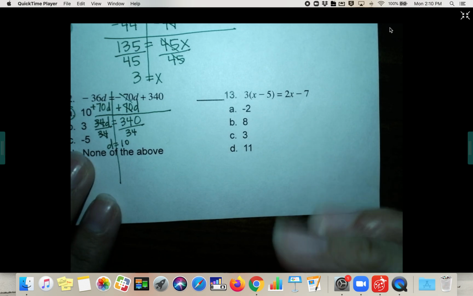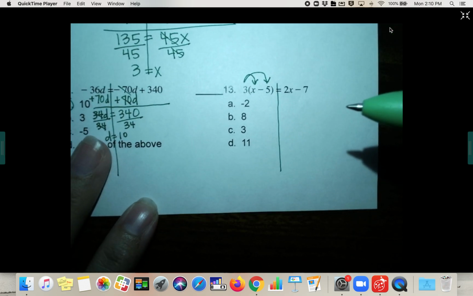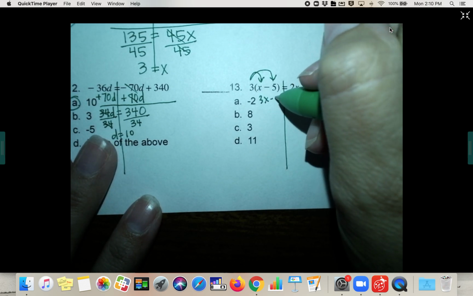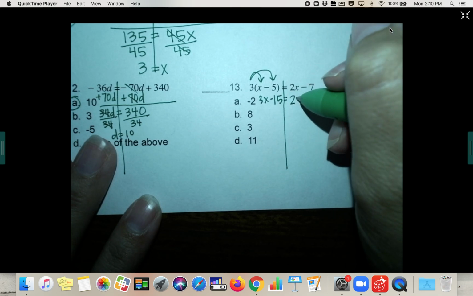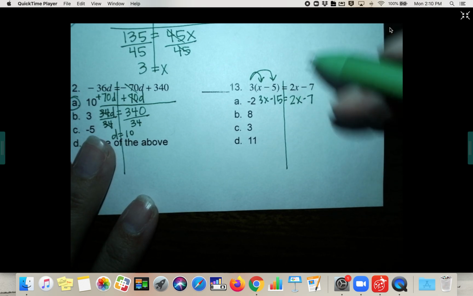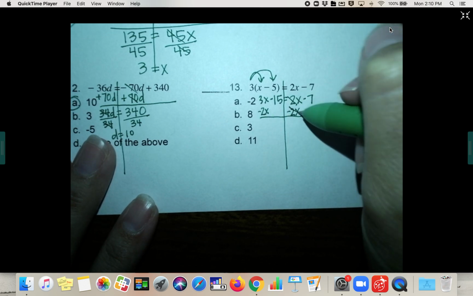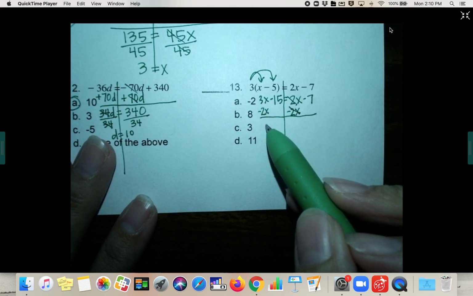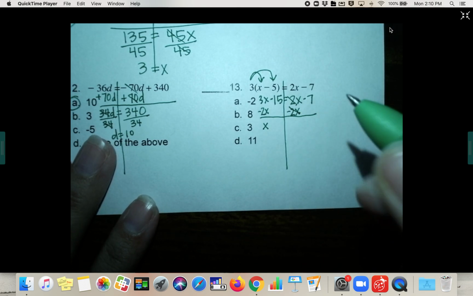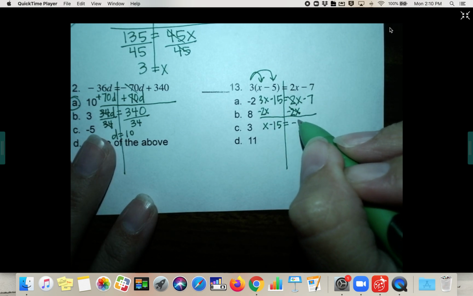All right, and then the last one, have to distribute first if you have those parentheses. So 3 times x is 3x. 3 times -5 is -15. Bring down your 2x minus 7. I'm going to choose to minus 2x. You can do many different things, but I'm going to choose to minus 2x. 3x minus 2x is 1x, which I'm just going to call x. If you want to squeeze your 1 on there, that's totally fine. Bring down your -15, bring down your -7.